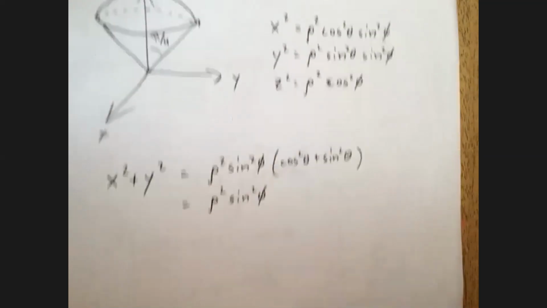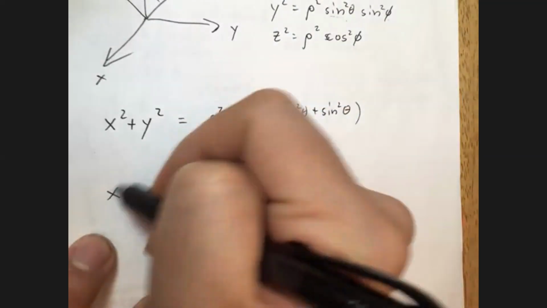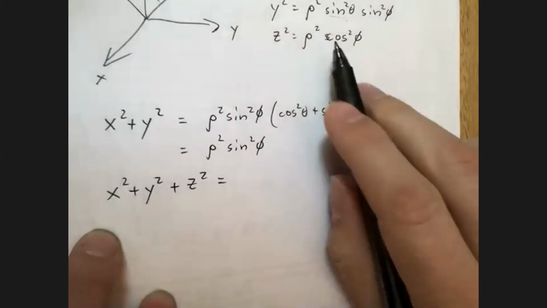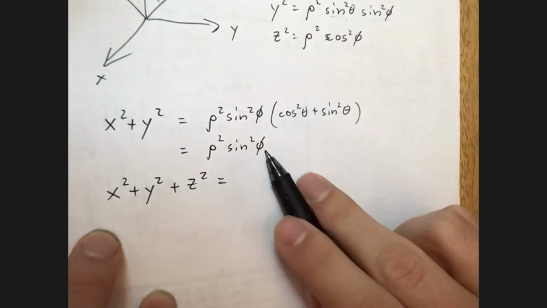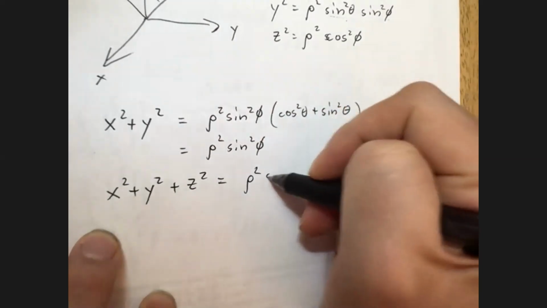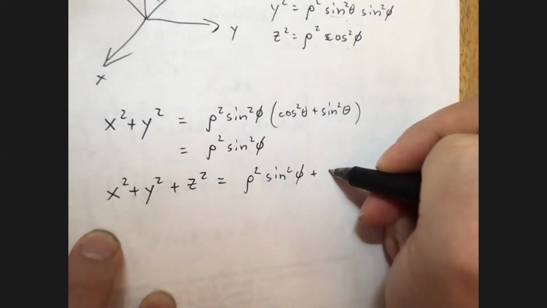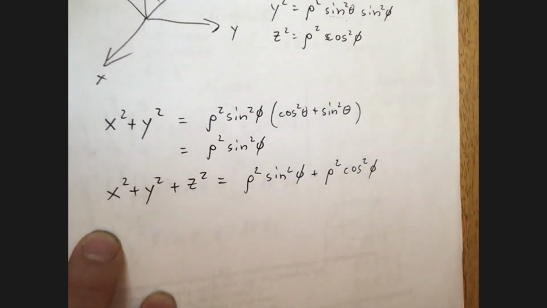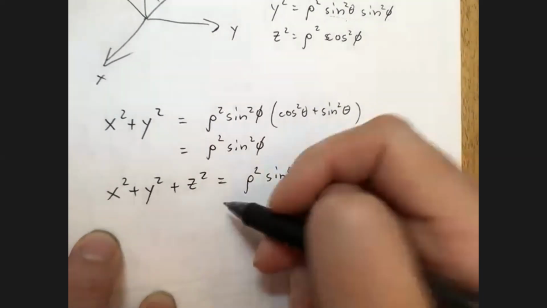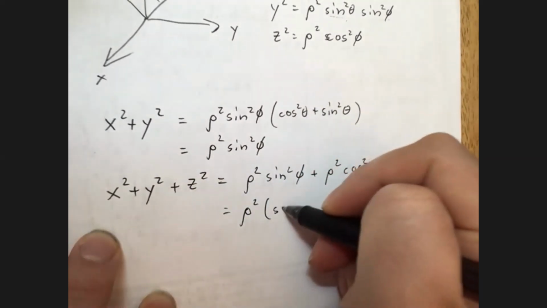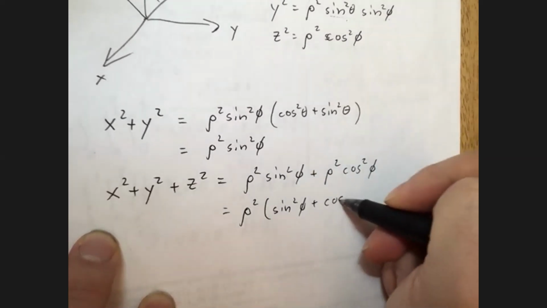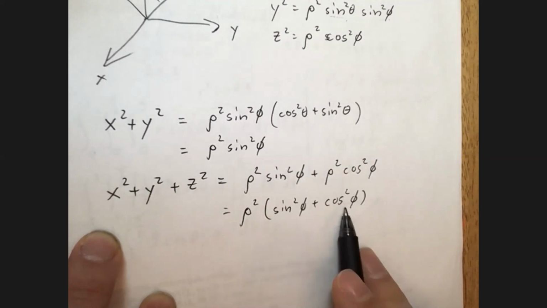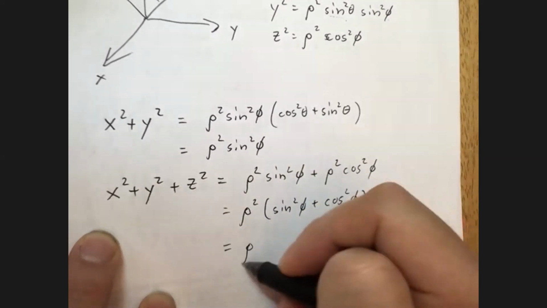Okay? So therefore, what is x squared plus y squared plus z squared? Well, now I'm going to add this to this. So I'm going to have rho squared sine squared phi plus rho squared cosine squared phi. And I can factor out the rho squared. Sine squared phi plus cosine squared phi is equal to 1, right? So this is just rho squared.